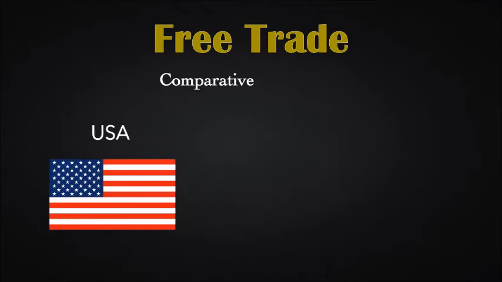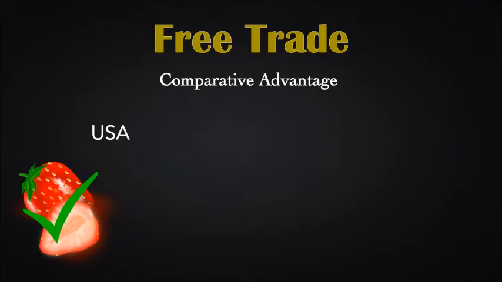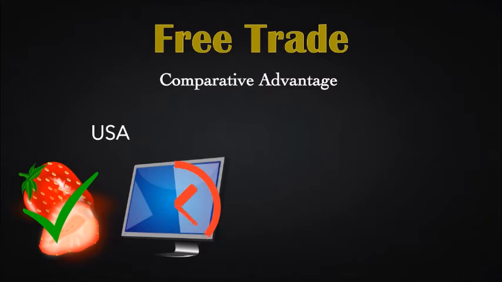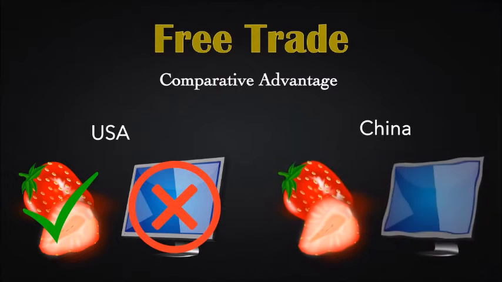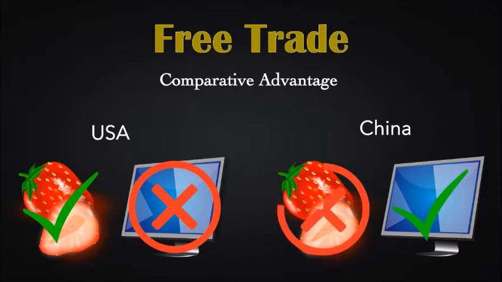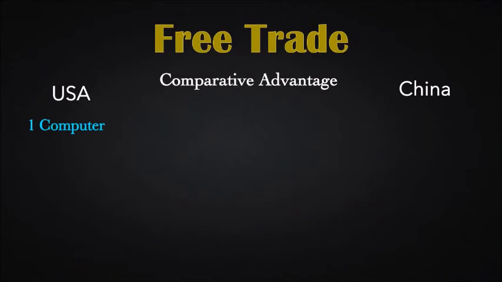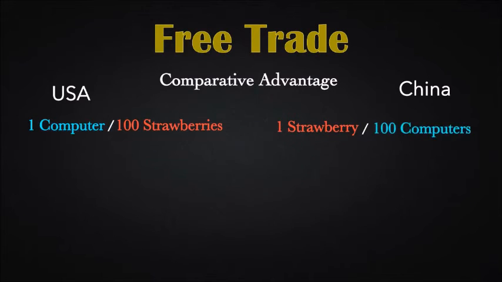Let's say that the climate in the US is great for growing strawberries. Let's also say that the metals needed to build computers are very rare in the US. Let's also say that it's the opposite in China. The metals needed to build computers are abundant in China, but the climate is not great for strawberries. Let's say that for every one computer built in America, it could instead use those resources to harvest 100 strawberries. For every one strawberry harvested in China, it could instead use those same resources to build 100 computers.